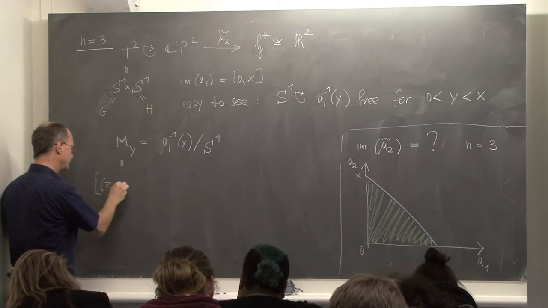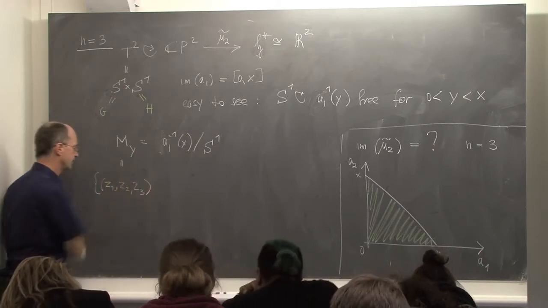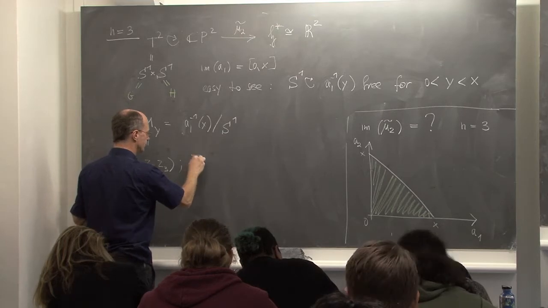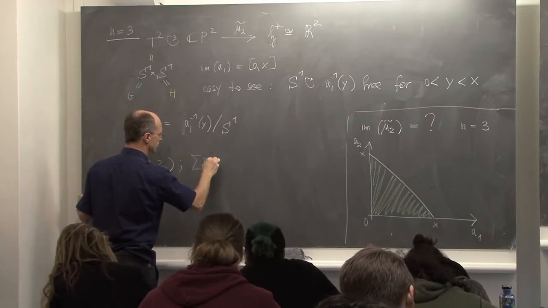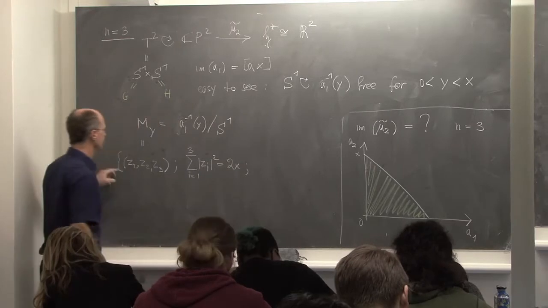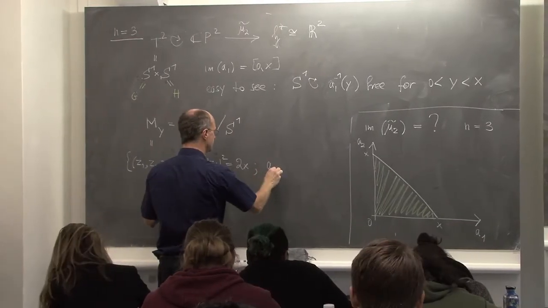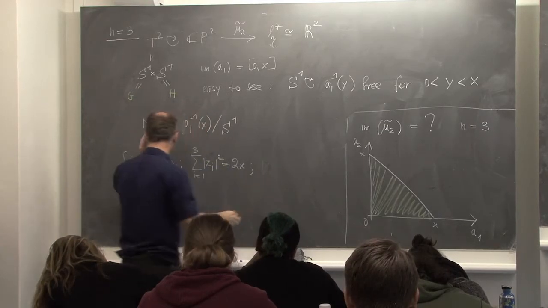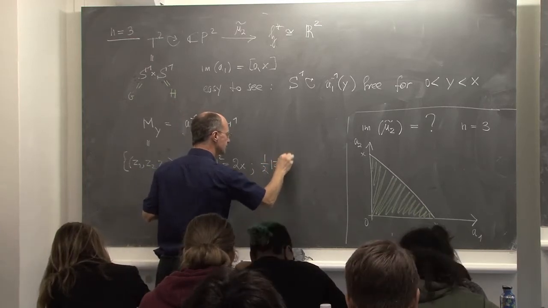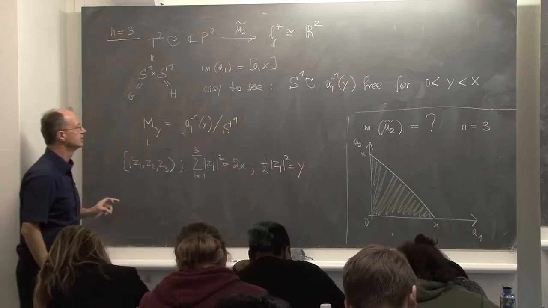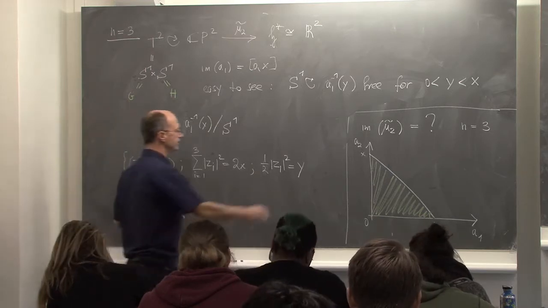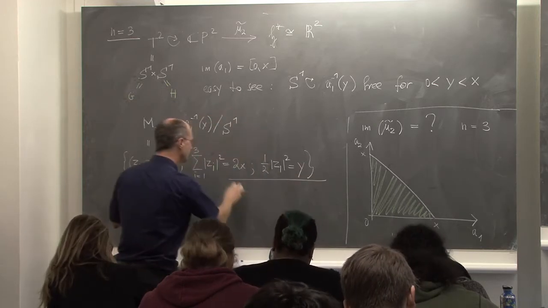So we have, as before, triples of complex numbers. And now we have a condition, the sum of the |Zi| squares is equal to 2x. And in addition, we are saying that A1 of this antipole, which means 1/2 |Z1| squared, is equal to y. And we divide it now by the action.